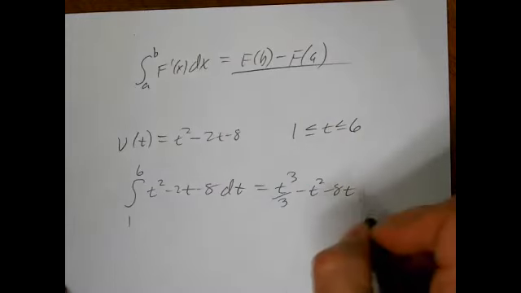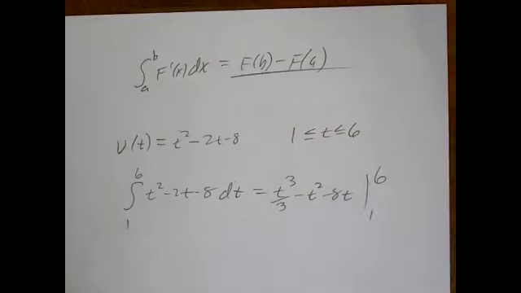Now, if you were to evaluate this from 1 to 6, and again, I'll leave the evaluation steps of the process up to you, you evaluate that from 1 to 6, and that will tell you net distance traveled. Not total distance traveled, but net distance.